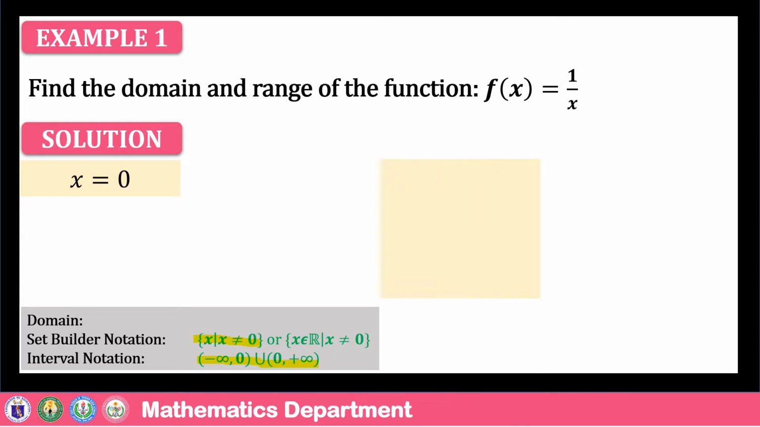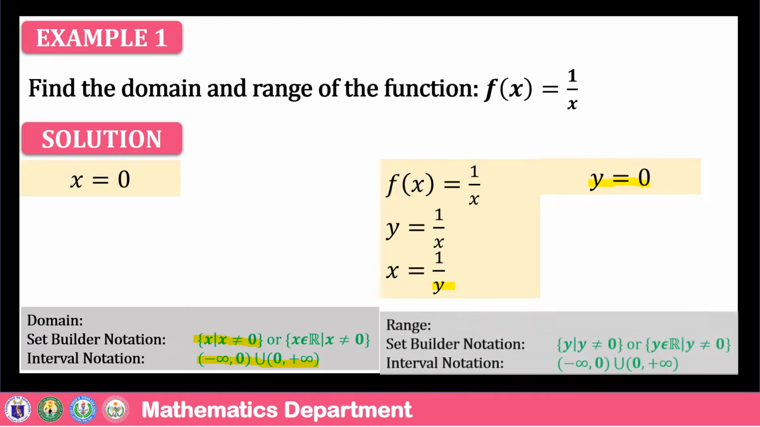Para naman sa pagkuha ng ating range, so pwede nating i-express muna yung ating given na function in terms of y. So, ang gagawin lang natin, we will change yung ating f of x to y, and then kokopihin natin yung nasa right side, which is yung 1 over x. And then after nyan, expressing our equation in terms of y, magkakaroon tayo ngayon dito ng x is equal to 1 over y. And from here, kukuhanin natin yung mga values ng y na kung saan magiging 0 ang ating denominator. So, since ang denominator natin dito ay y, so magkakaroon tayo ngayon dito ng y is equal to 0.